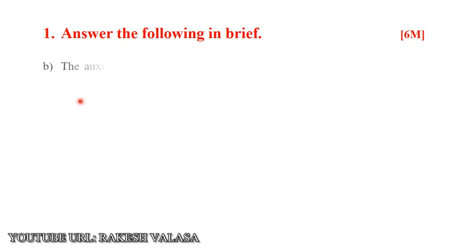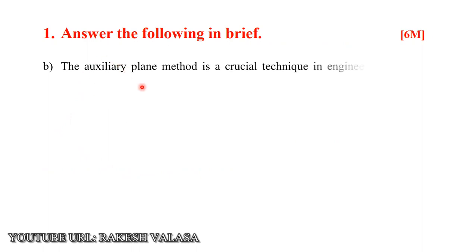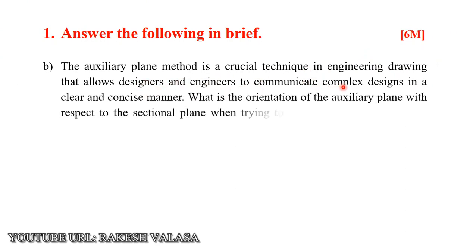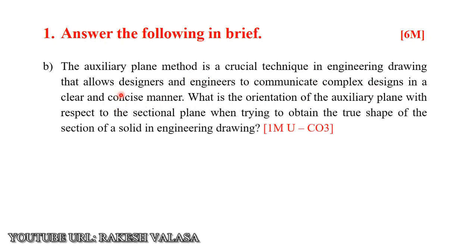Question number B. The auxiliary plane method is a crucial technique in engineering drawing that allows designers and engineers to communicate complex designs in a clear and concise manner. What is the orientation of the auxiliary plane with respect to the sectional plane when trying to obtain the true shape of the section of a solid in engineering drawing? The answer is parallel.